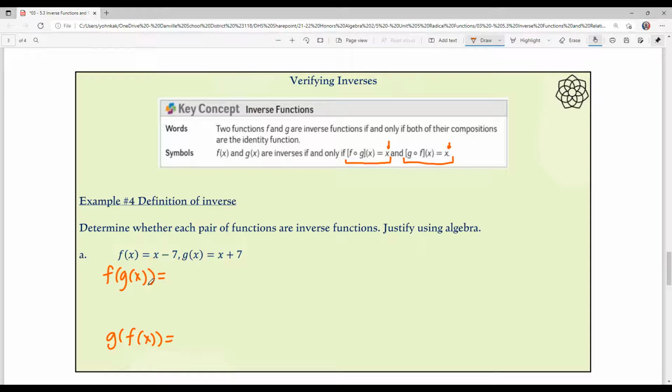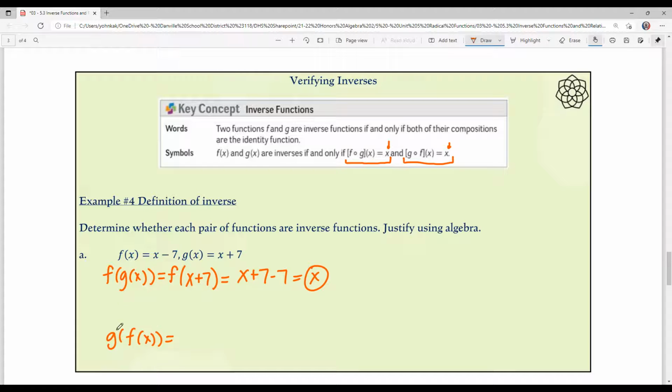So f of g of x means to leave the f alone and to replace g of x with the g of x function, which is x plus 7. Then I need to go to the f function and replace the x with x plus 7. So I have x plus 7 minus 7, which equals x. Okay, that's good, halfway there.